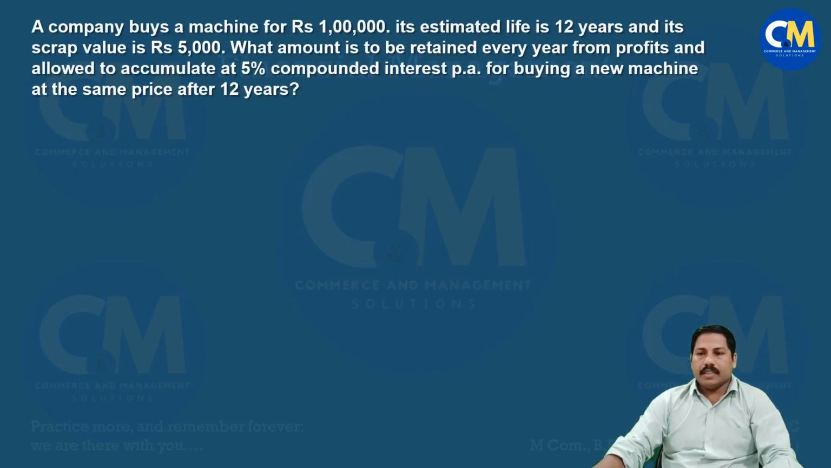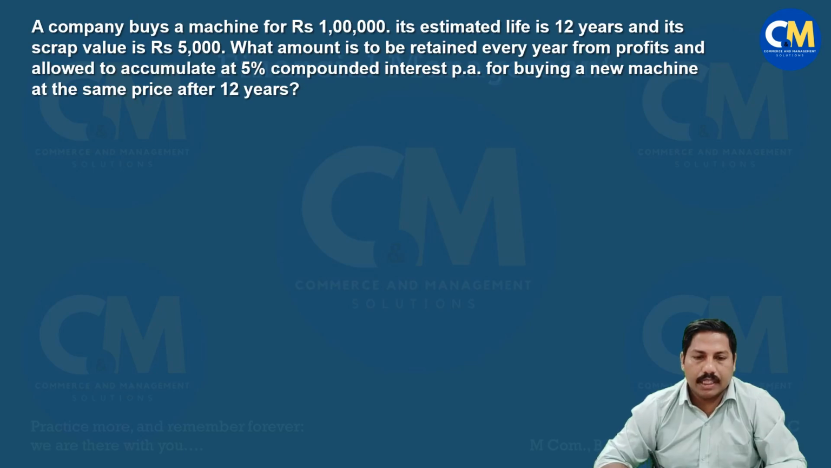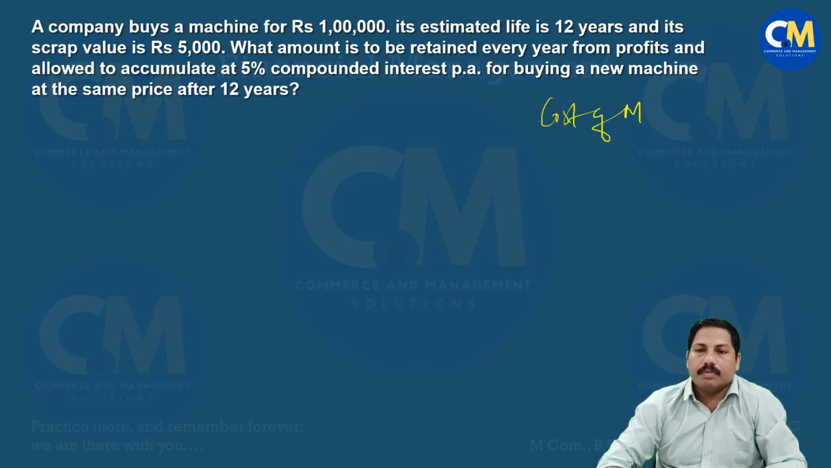Let us take a question here. A company buys a machine for rupees 1 lakh. Its estimated life is 12 years and its scrap value is rupees 5,000. What amount is to be retained every year from profits and allowed to accumulate at 5% compounded interest per annum for buying a new machine at the same price after 12 years? So the price after 12 years should be the same. We will take the cost of machine as 1 lakh.